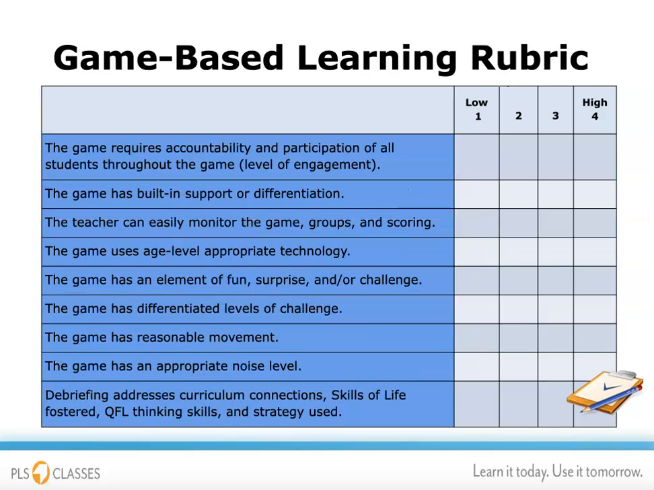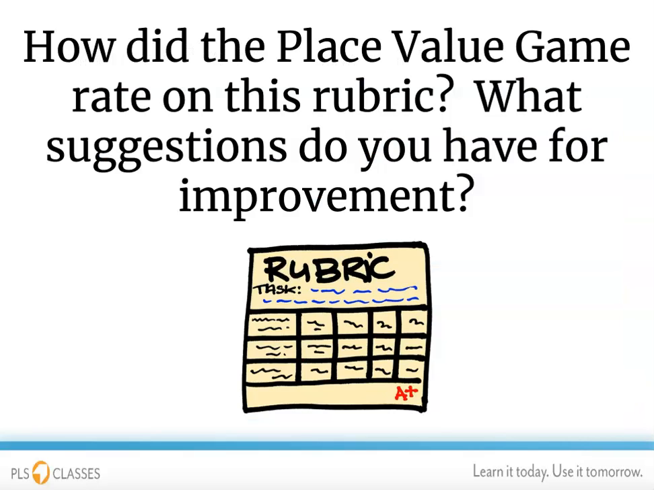Now that you have reviewed the rubric, are there areas in need of improvement? How did the place value game rate on this rubric? What suggestions do you have for improvement? Could you differentiate the difficulty of the place value board by adding decimals or positive and negative numbers for certain teams?